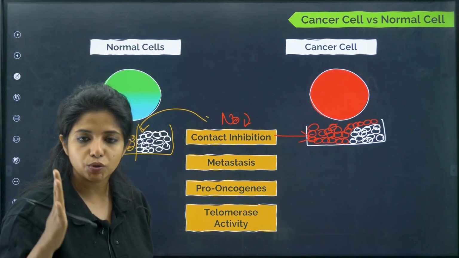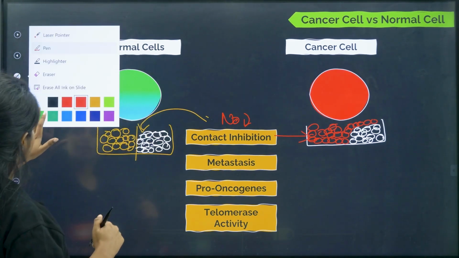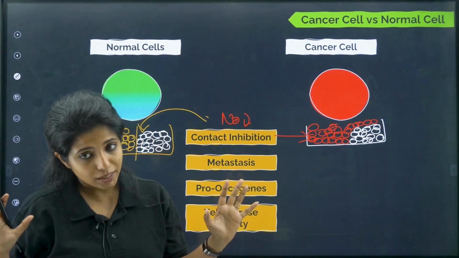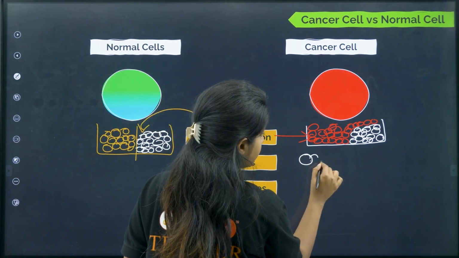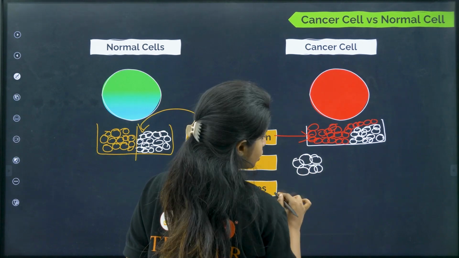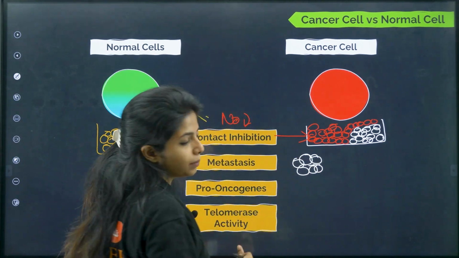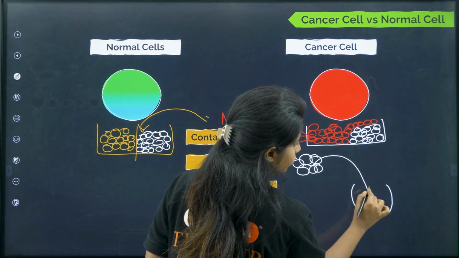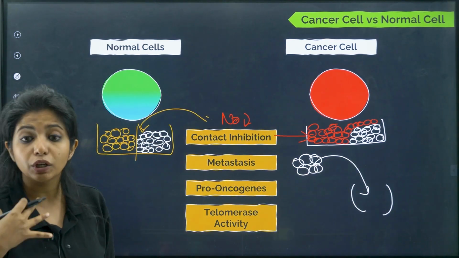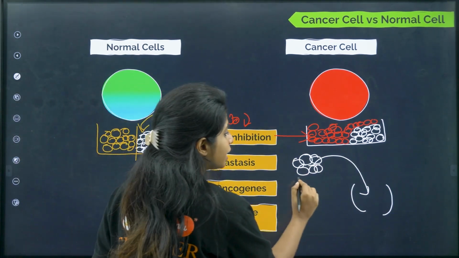Second is metastasis. What do you mean by that? Cancer cells basically say that we cannot stay at one place. Cancer cells are very unique in their own ways, and they say that we cannot stay at one place. We will move from, for example, this hand region to the stomach. So from here to here it will be moving, and this particular property is known as metastasis.